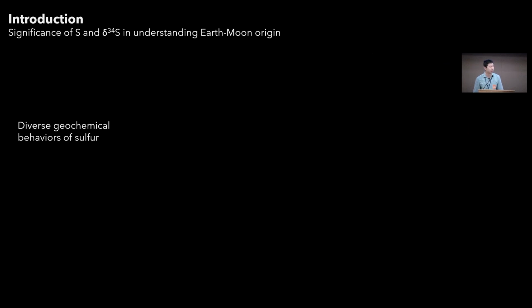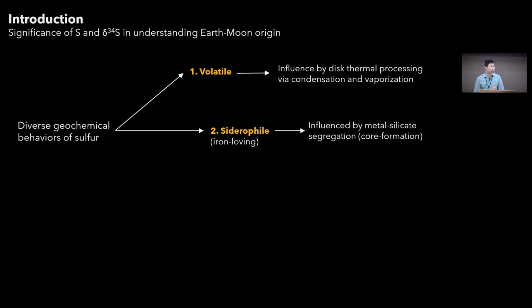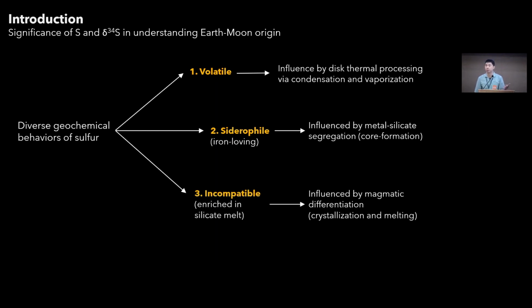Basically, it is largely due to the very diverse geochemical behavior of sulfur. Because it is volatile, it can be influenced by the thermal processing in the disk. And it is also hydrophile, so it can be affected by lunar core formation related processes. And it is also incompatible, meaning that even in the magma, it can fractionate. So principally, the lunar sulfur and delta sulfur results can trace all of the processes above, making it a very important system to understand the comprehensive evolution history of the moon formation.